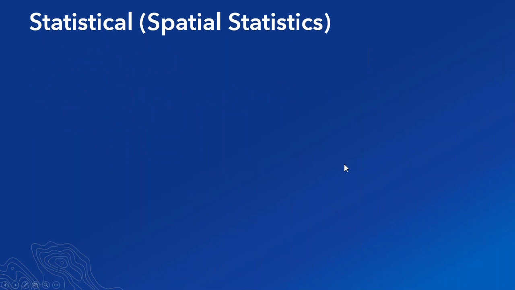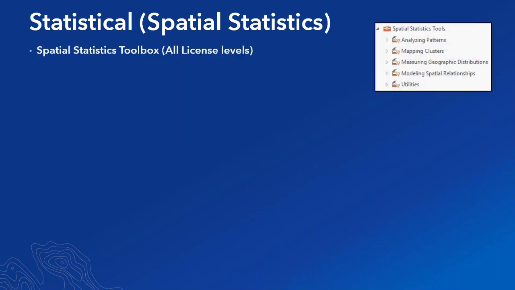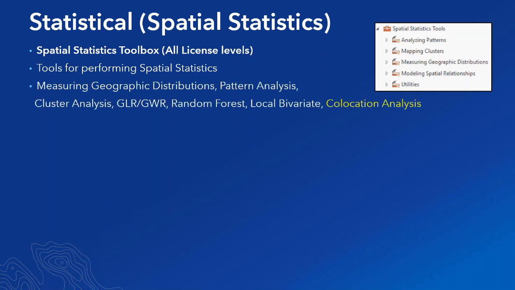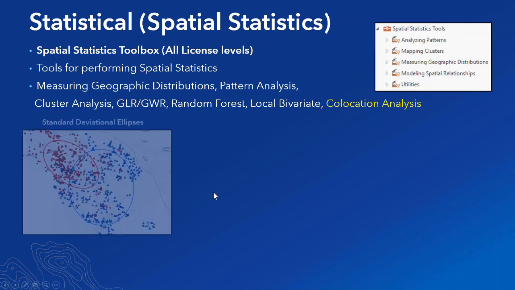Staying in the theme of statistical, we have many spatial statistics tools, and these tools in the spatial statistics toolbox are available at all license levels in the software. These are tools for performing descriptive spatial statistics and inferential spatial statistics, which are tools for determining if spatial patterns are significantly different from random. There are also tools for performing prediction. These prediction tools can be traditional ordinary least squares regression techniques, but also some different geographic regression techniques and machine learning methods.